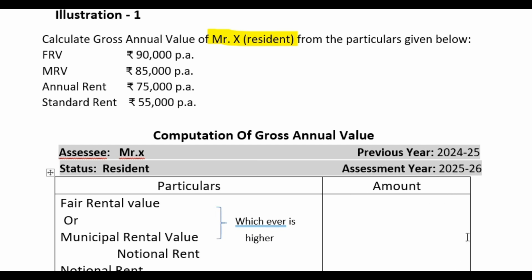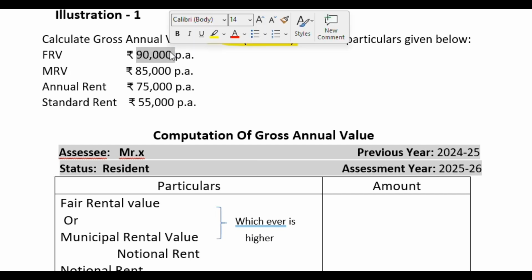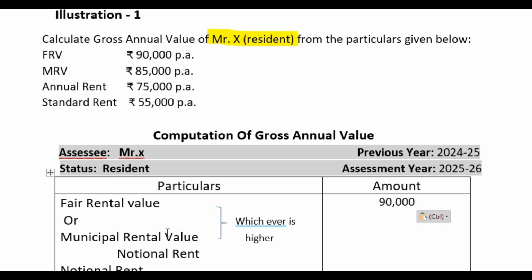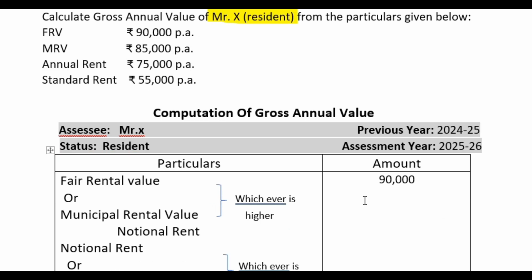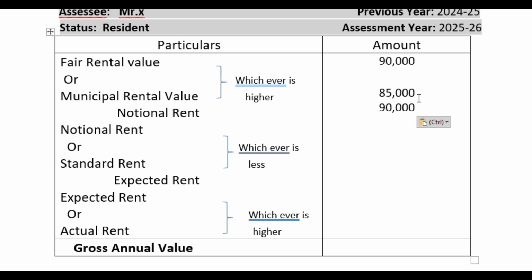Then particulars, amount. In the format, first we need to take fair rental value. What is our fair rental value? FRV, it is 90,000. Fair rental value or municipal rental value. What is the municipal rental value? 85,000 per annum. So municipal rental value is 85,000. Now, fair rental value or municipal rental value, whichever is higher, is known as notional rent. So which amount is higher over here? 90,000 is higher. So the answer will be 90,000. So our notional rent is 90,000.